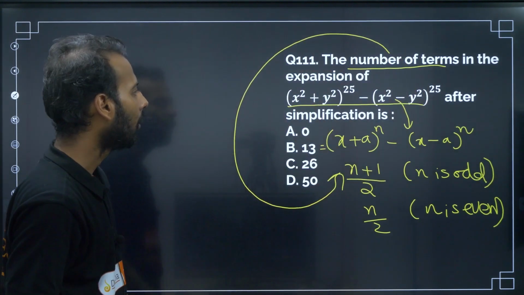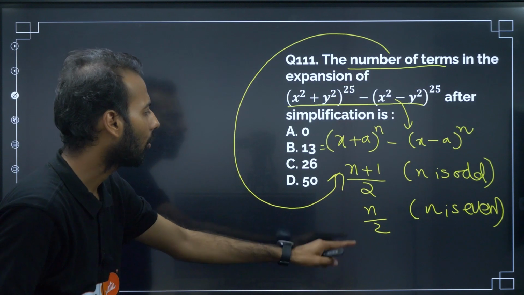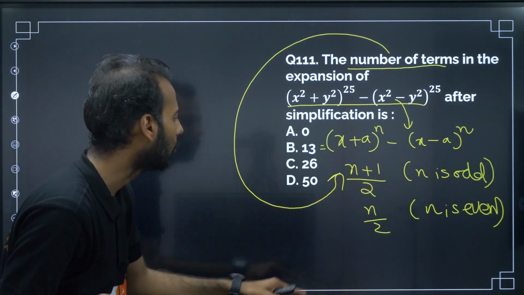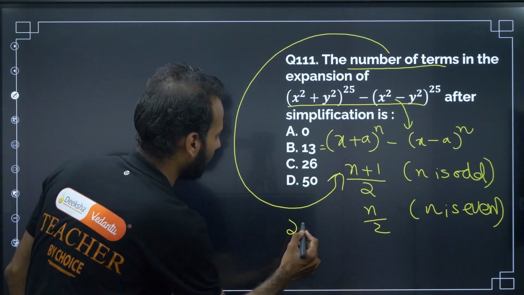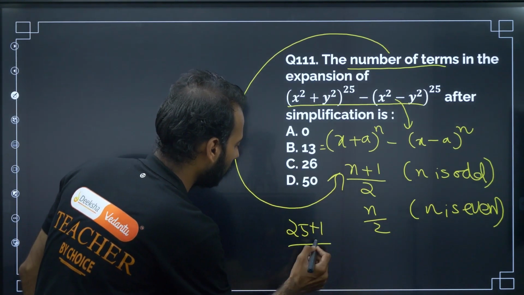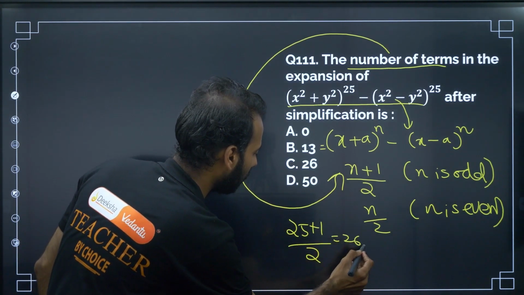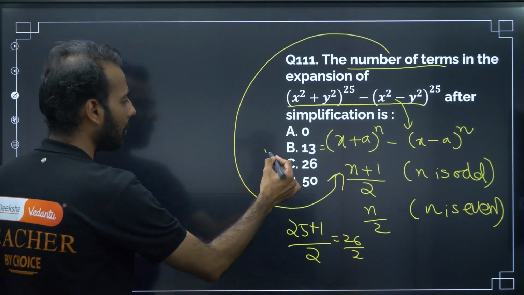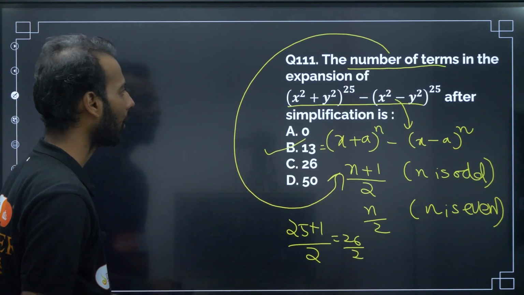Number of terms. If you observe this, 25 is odd, so we have to go for this: 25 plus 1 by 2, which is 26 by 2. Any option is there? 26 by 2 is 13. Option is B, 13. Next, moving to next question.